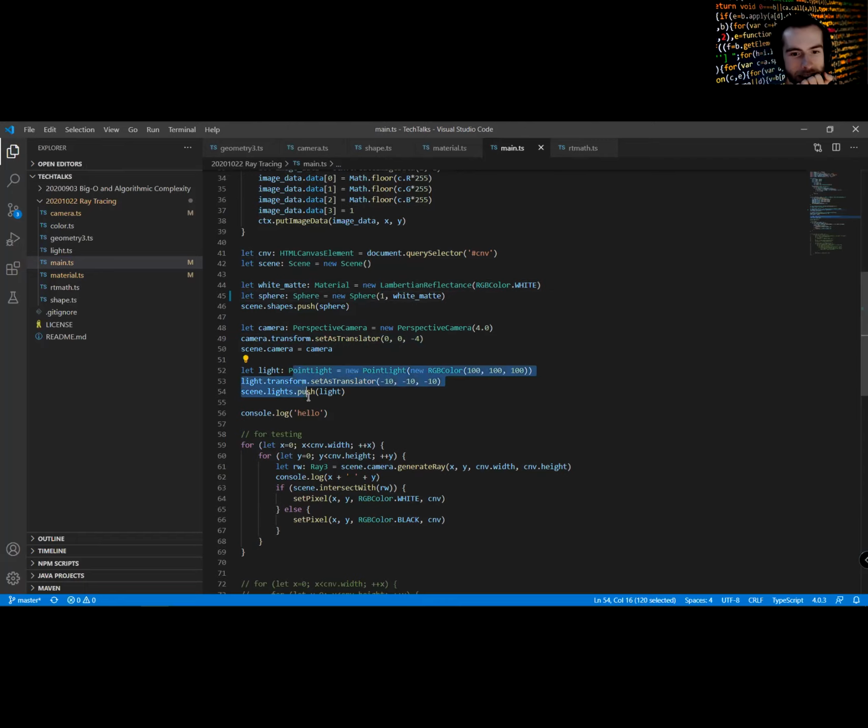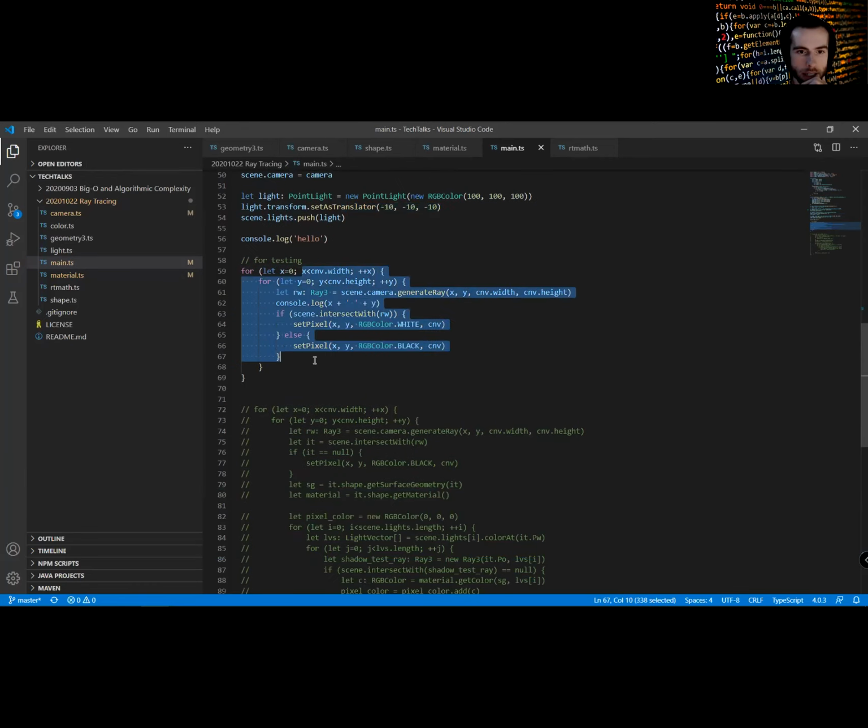Okay, and then here I am creating a point light. And here's the intensity of the point light in RGB values. And then here I actually move it back -10, -10, -10. So it's kind of in the top left corner towards us. And then here's just a simple Boolean tester. I just loop over the X and Y values of my canvas, and I generate a ray. And here, if I find any intersection, I set it white. And if I don't, I set it to black.